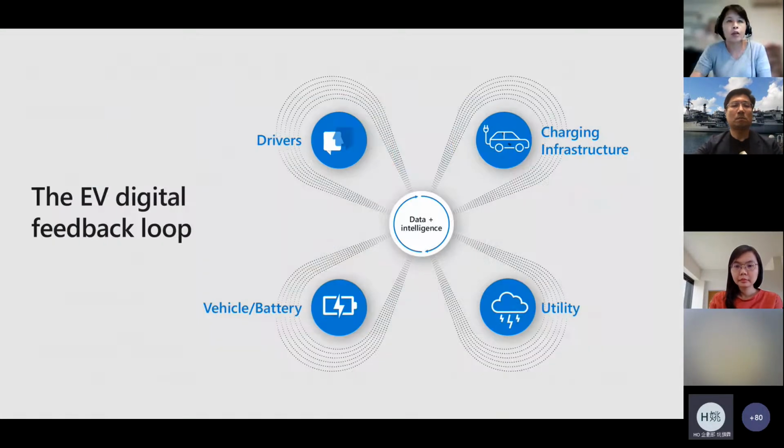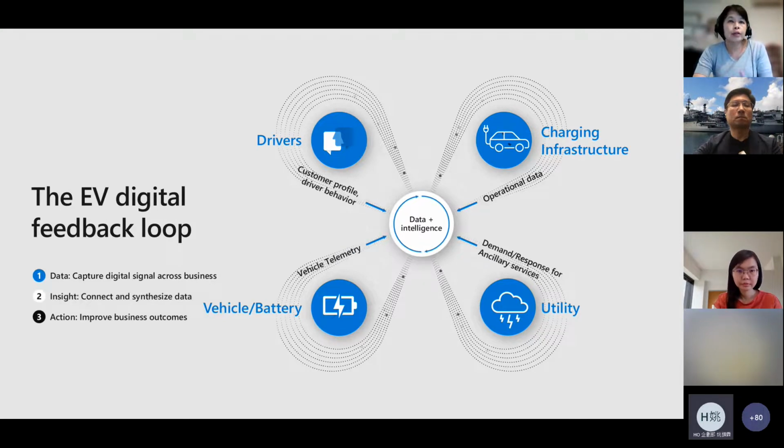To achieve that, we see a need to create the electric vehicle digital feedback loop. You need to combine all the data from four entities. The first entity, of course, is the driver. The data you need to collect from the driver is their customer portfolio and how they drive. Do they have a rush start, or do they drive very moderately? The customer portfolio and the driver behavior are the data you need to collect into the digital feedback loop.